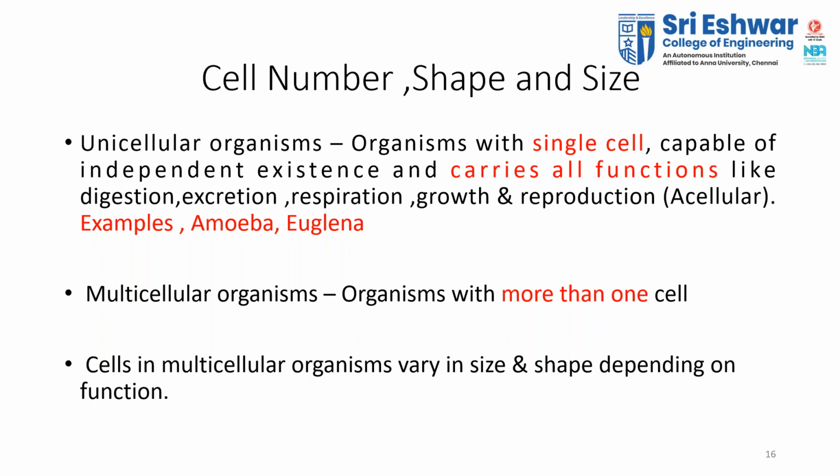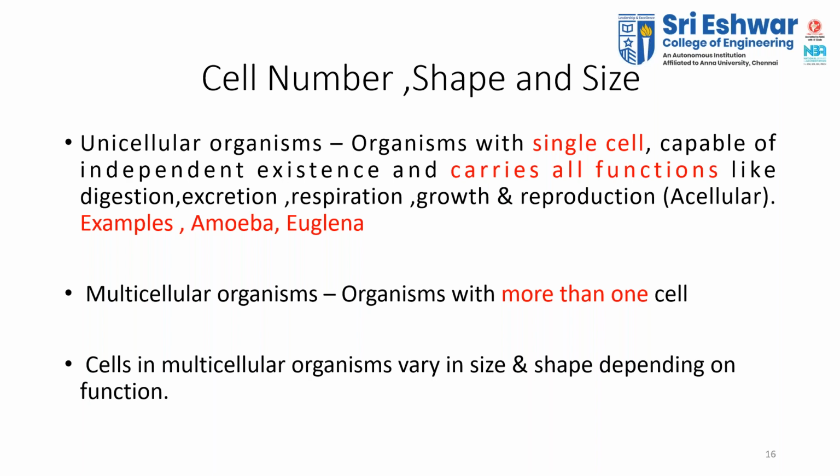Okay, unicellular organisms are organisms with a single cell. Unicellular is nothing but a single cell. Multicellular, more cells. So under unicellular we have a single cell which is capable of independent existence. It carries all functions like digestion, excretion, respiration, growth, and reproduction. So all these functions are carried by your cell, because this is a fundamental unit of human being, right? It has the responsibility of all functions. Say for example, digestion, excretion, respiration, whatever function is done by the human body, that is all because of the cells.